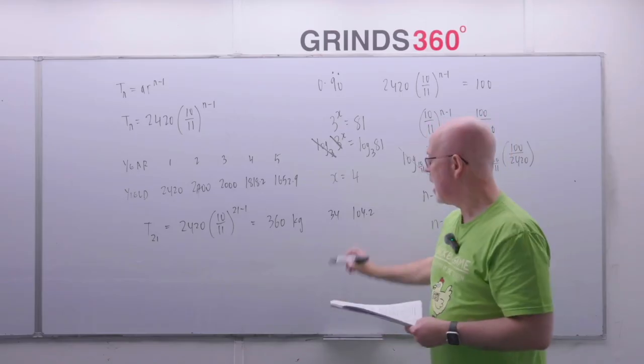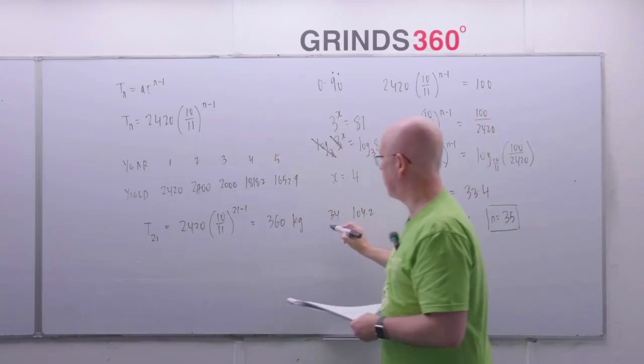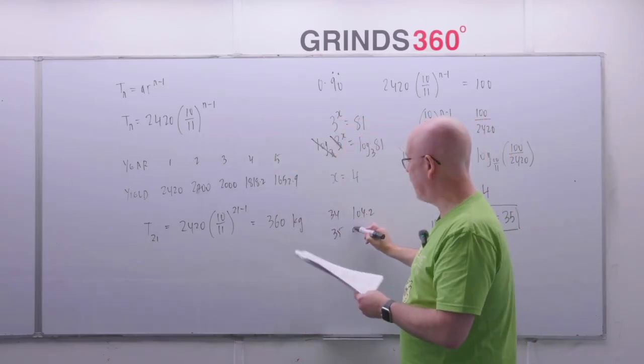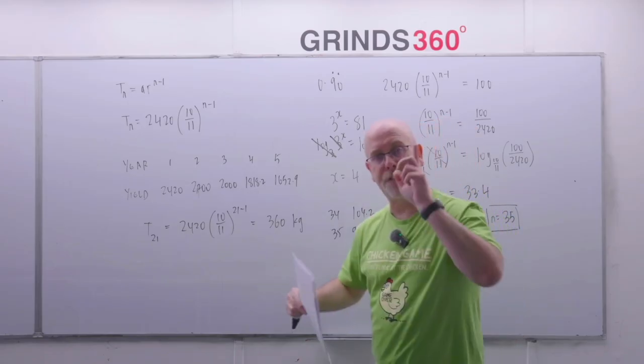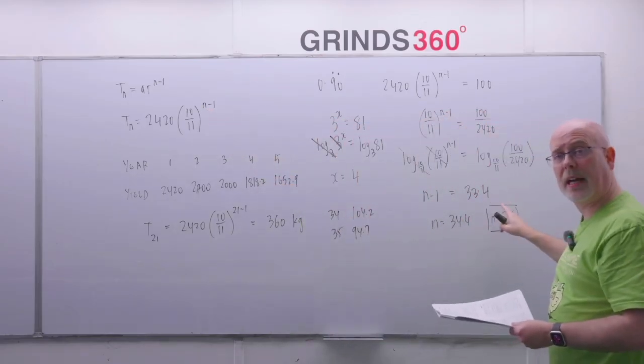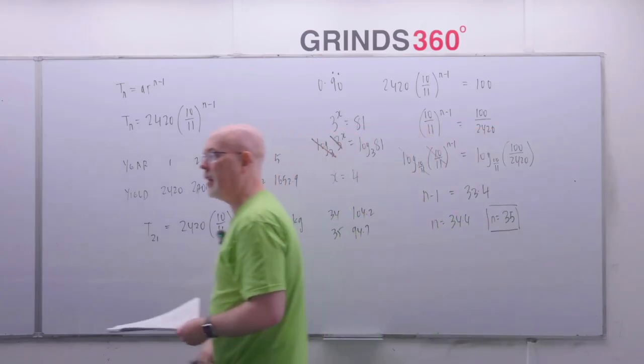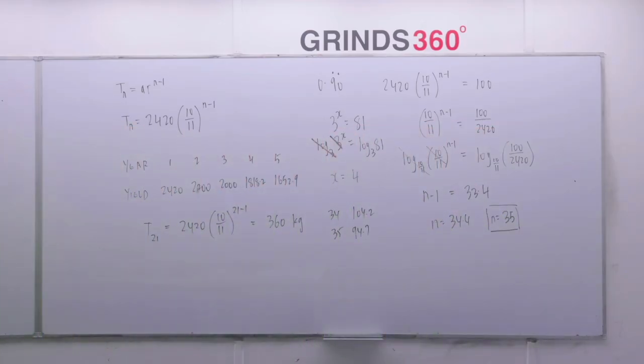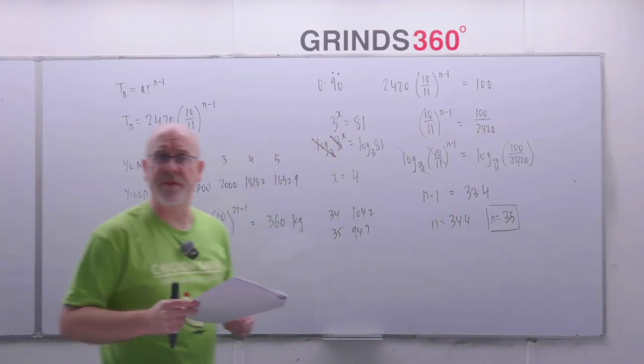That's still bigger than 100. If I try the number 35 in here, I get 94.7. So 35 is the first number which, when I drop it in here, gives me a yield that's less than 100. So that's where I get my answer. So they're your options when you're dealing with a geometric sequence like this. Okay? But the answer there is n equals 35.